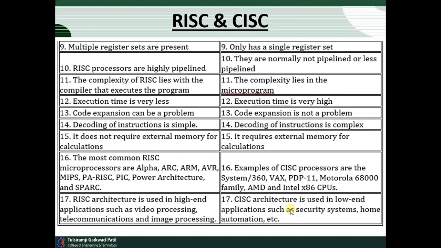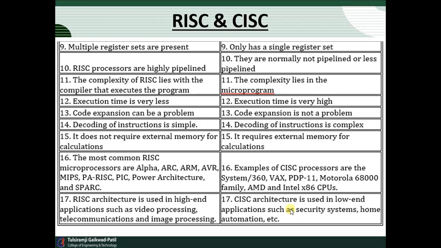RISC architecture is usually used in high-end applications such as video processing, telecommunication, and image processing applications, whereas CISC architecture is used in low-end applications such as security systems and home automation systems. So these are the differences between RISC and CISC. RISC and CISC is a very important topic from an exam point of view. So this is regarding RISC and CISC.